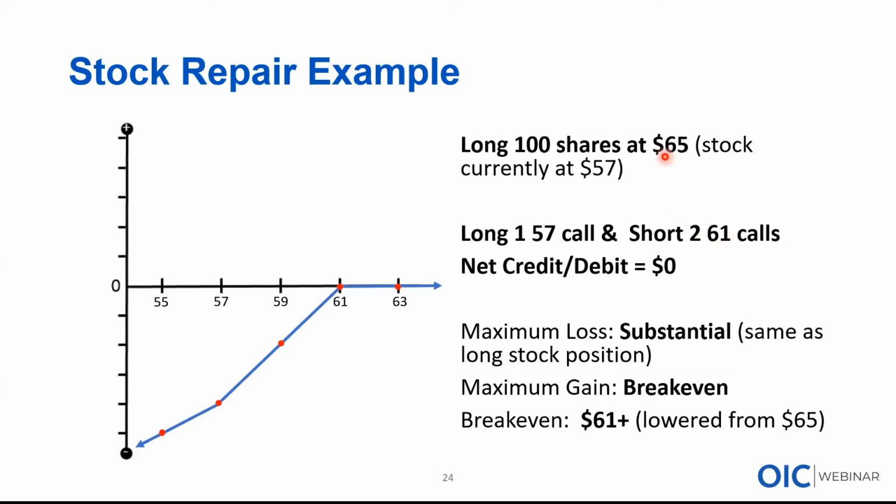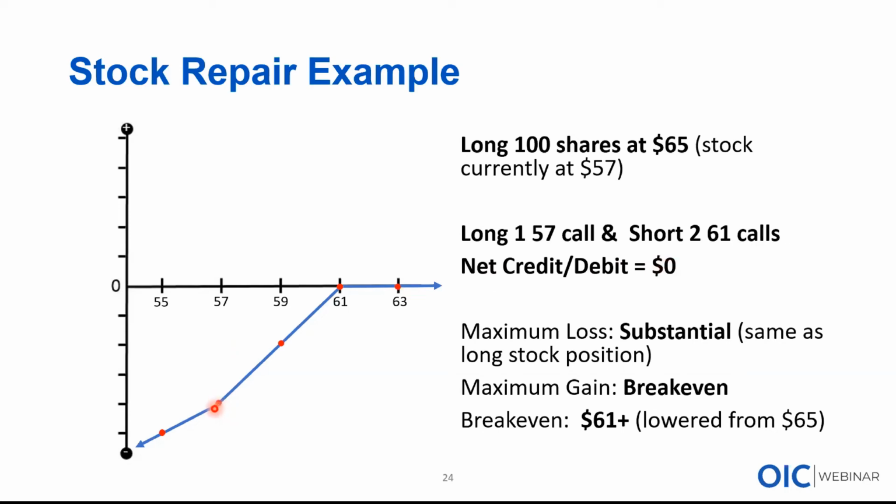So from 65 down to 57, that's an $8 move lower. Right in between there is $4. So we buy one 57 call, we sell two of the 61 calls, and now we've got stock repair. What happens if the stock continues to move lower? Well, we've still got 100 shares. We didn't buy any more shares. We did this whole option piece at even money. So we didn't pay anything extra. We didn't get a credit either.